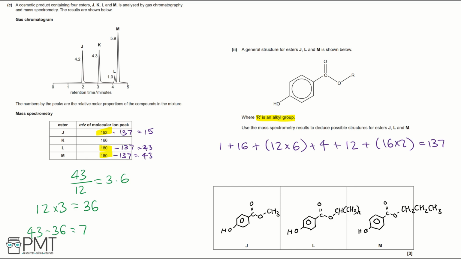To get the 3 marks for this question, you get a mark for each correct structure for the esters. You can have L and M the other way round though.